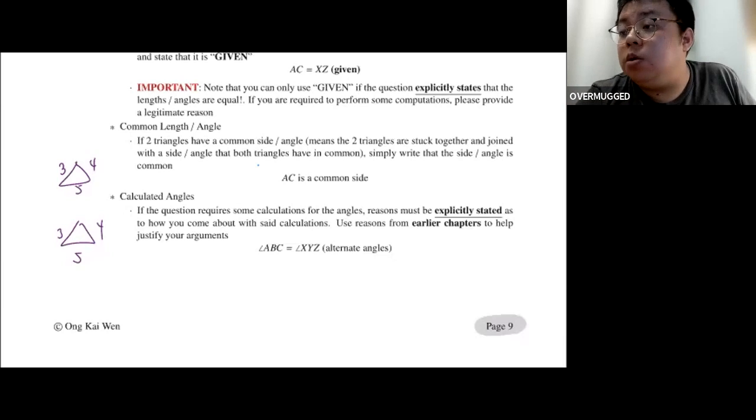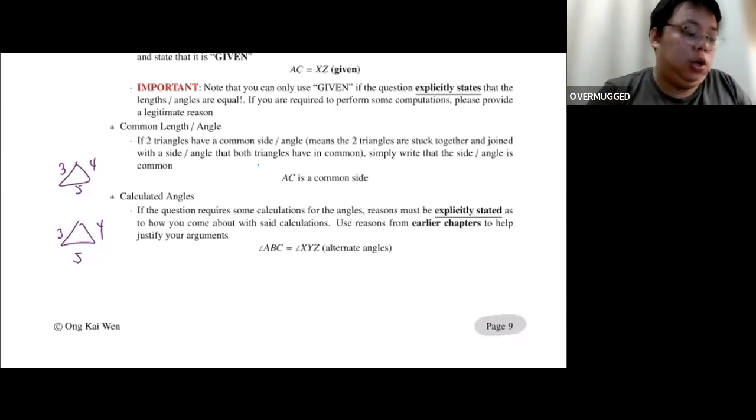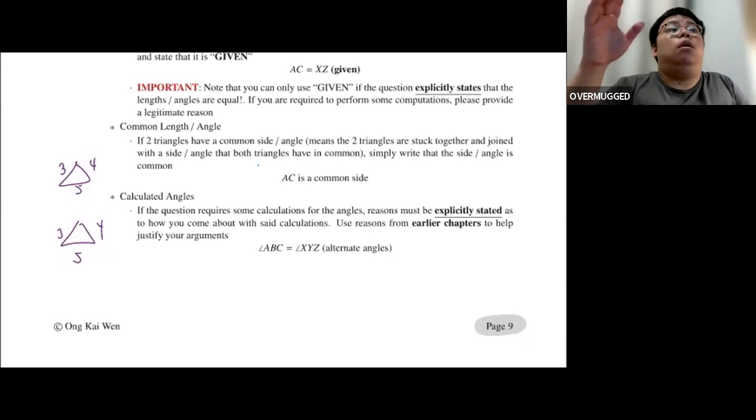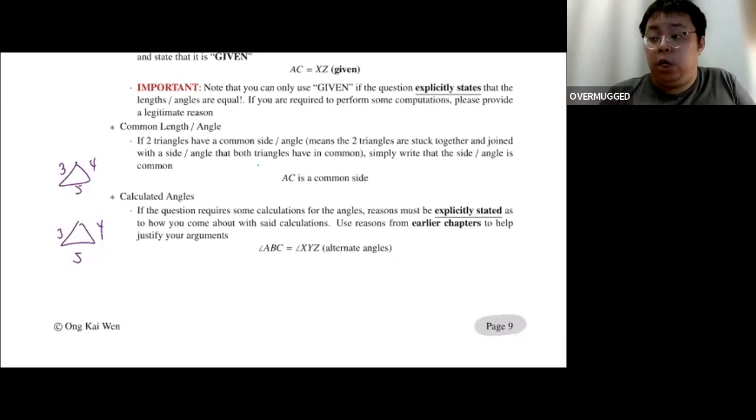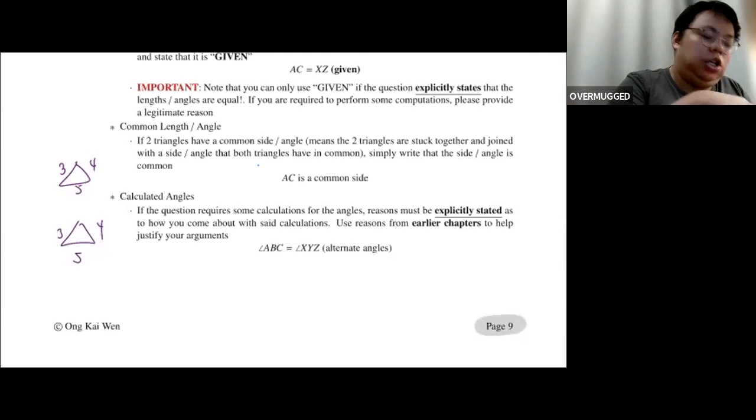Okay. Next one, why is it calculated angles and not calculated angles and lengths? Because very simple. When was the last time you have ever seen a question that requires you to calculate length during the proof? Don't have. Very rare. So that's why for me, I just write angle.